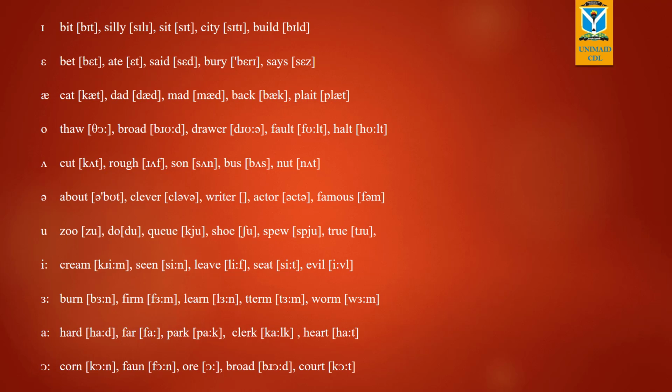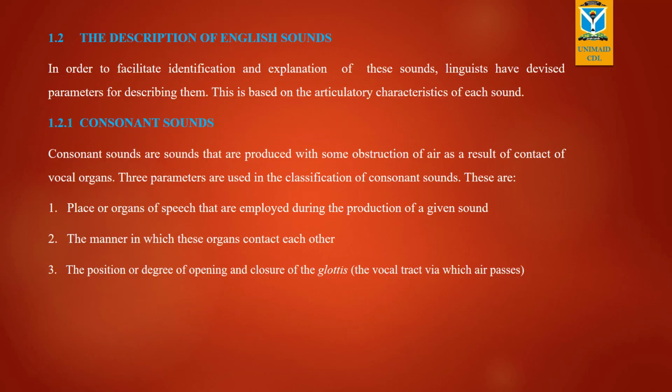Here they are exemplified. E as in bee, bat, cat, fowl, cat, about, zoo, cream, burn, herd, corn. This is just some examples of what? Of the vowel sounds, the monophthongs we are talking about that were just being exemplified.